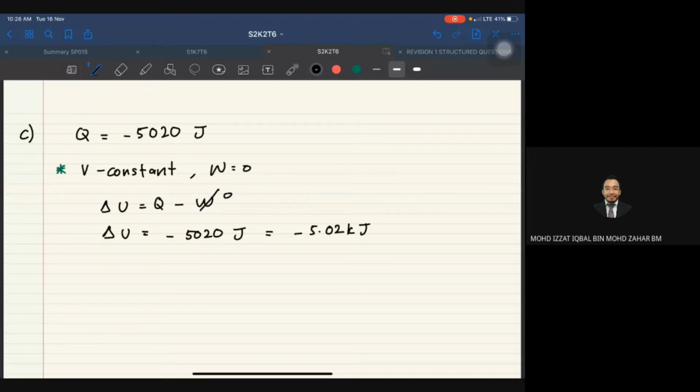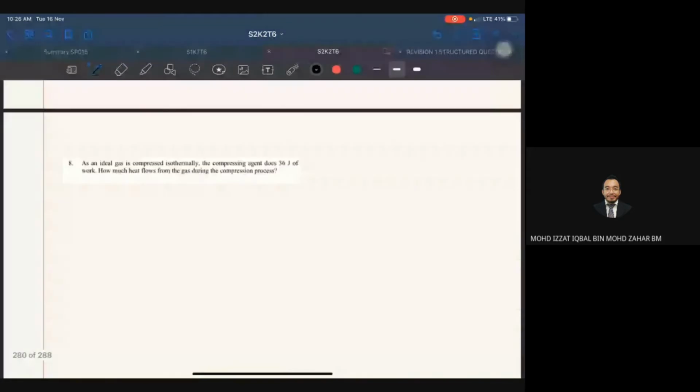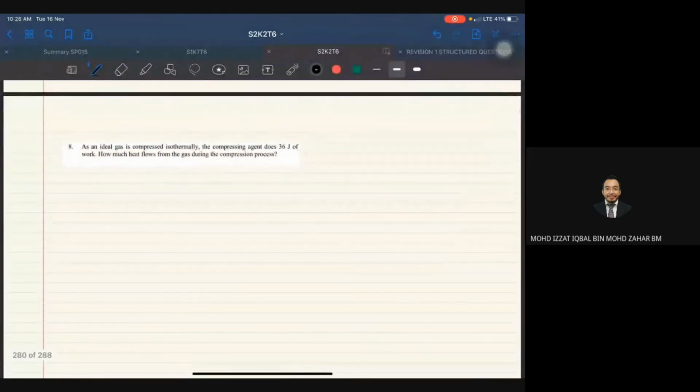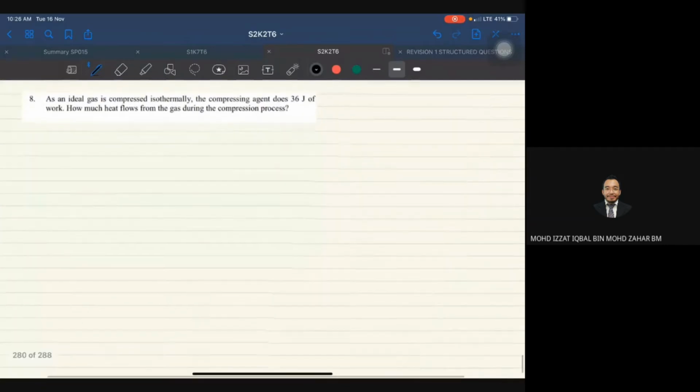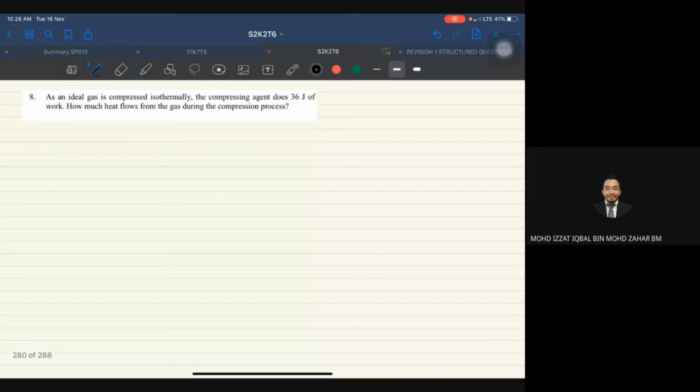Okay, kalau tak ada soalan, maybe kita boleh pergi ke next question. Question number 8. An ideal gas is compressed isothermally. Okay, the compressing agent does 36 joule of work. How much heat flows from the gas during the compression process? Okay, dia ada sebut pasal isothermal. So isothermal ni actually adalah thermodynamic process punya nama. Ni kita akan belajar this one very soon in the next subtopic. Tapi yang ni boleh jawab lah, tak ada masalah. Kata compressing agent does 36 joule of work. So work is equals to 36 joule.